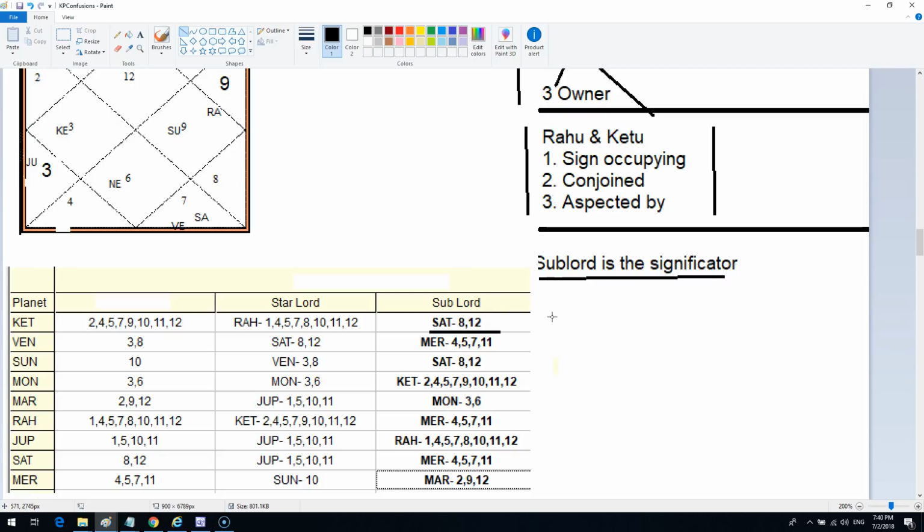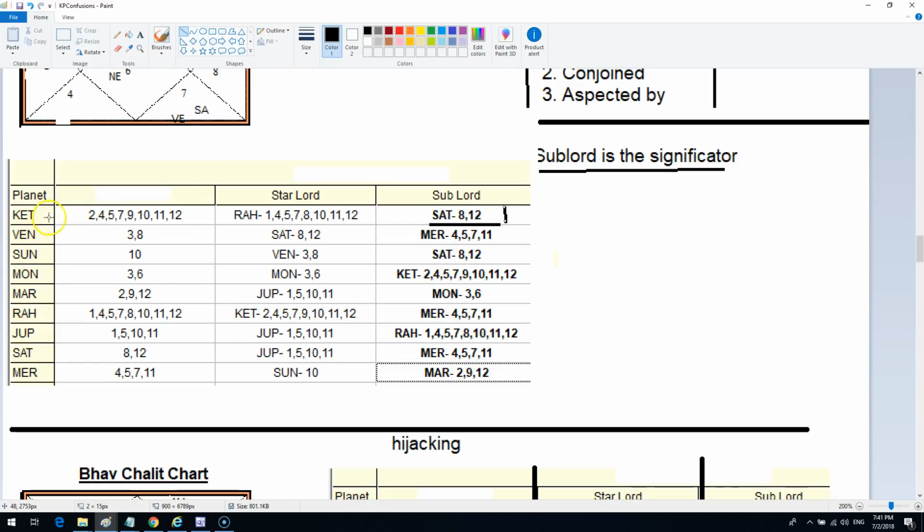In Krishnamurti's books you will find both kinds of examples: where Krishnamurti has stopped at this level, and also examples where he has gone beyond this level and taken the sublord as the significator. When I say the sublord as a significator, that means for Ketu, Saturn is the sublord, but Saturn is the significator of these houses. Okay. So now another confusion, and there's some discussion I have seen on the internet, about whether one has to stop at this particular level or one has to go further and see what Saturn signifies.